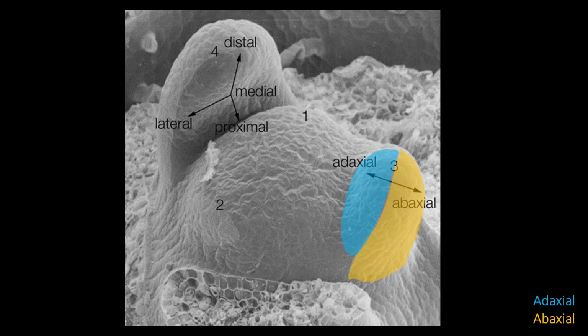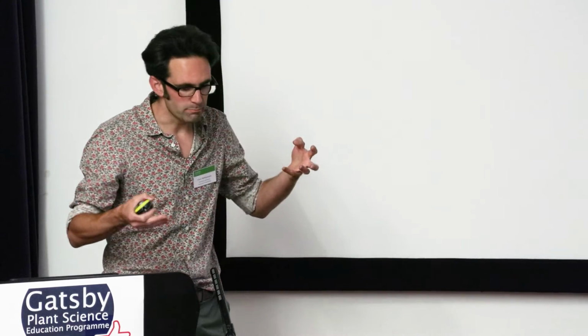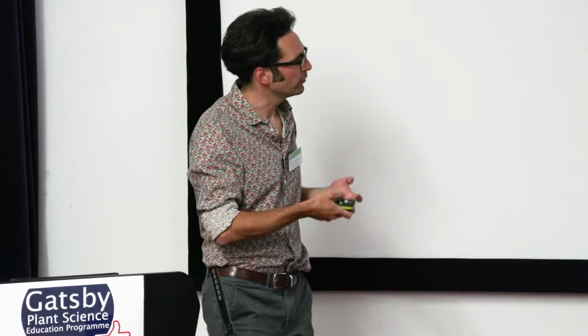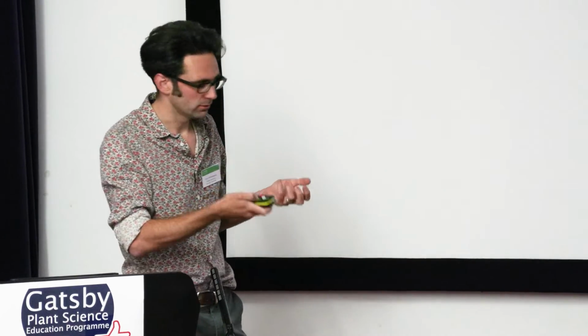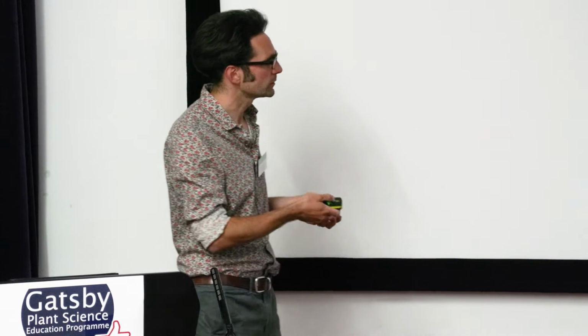And this orange half is the abaxial side, and that becomes the bottom of a leaf. And in each of these, different classes of genes are expressed. They kind of split the leaf in two, and we need the boundary between the two of these to make the leaf blade grow. And I'll show you what I mean by that in a moment.